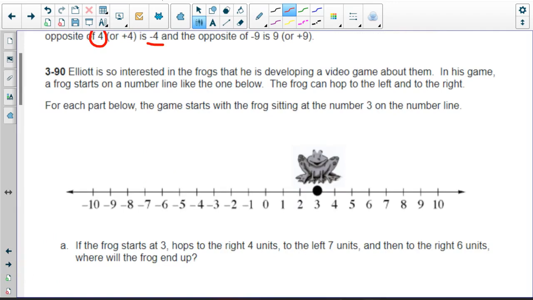Elliot is so interested in the frogs that he is developing a video game about them. In his game, a frog starts on a number line like the one below. The frog can hop to the left and to the right. For each part below, the game starts with the frog sitting on the number 3.